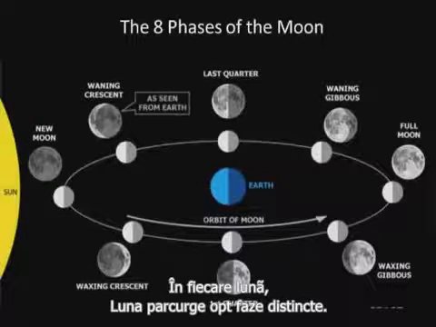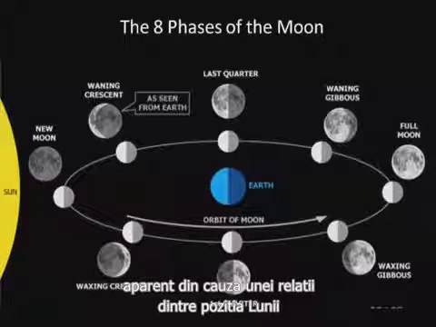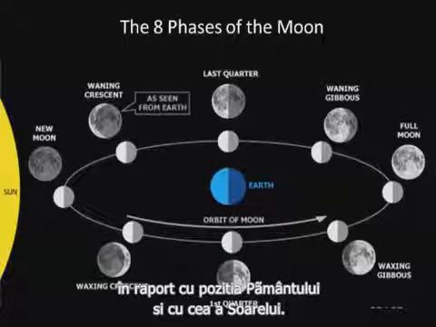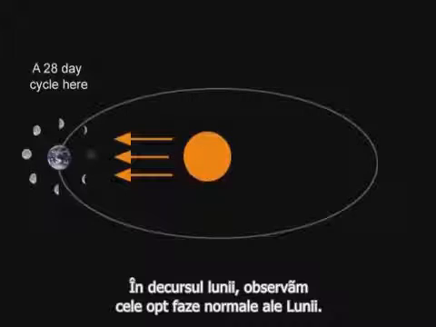Every month the moon goes through 8 distinct phases. Always the same 8, always the same order. Supposedly because of a relationship between the position of the moon relative to the position of the Earth and the Sun. So let's say it's December, and throughout the month we see the normal 8 phases of the moon.